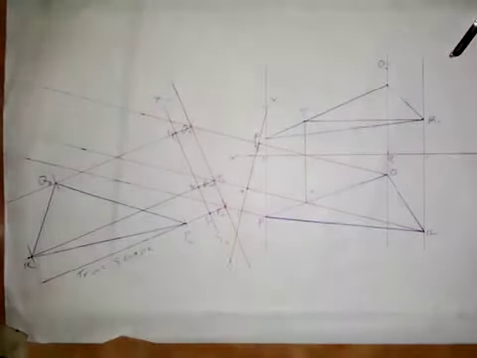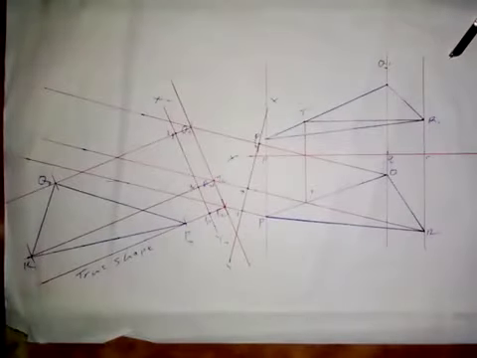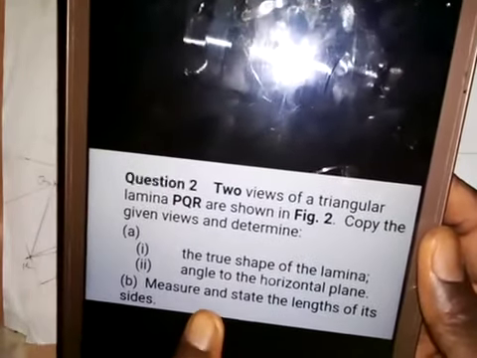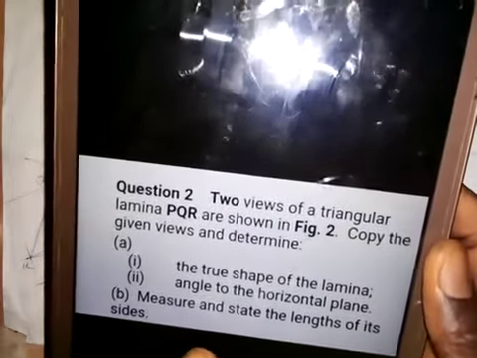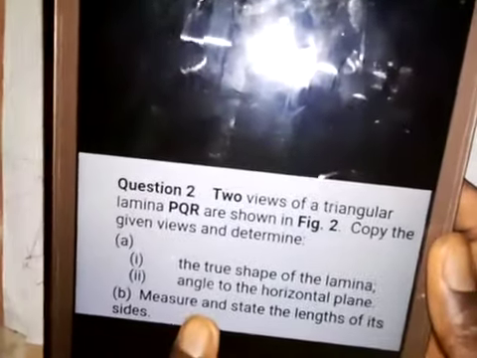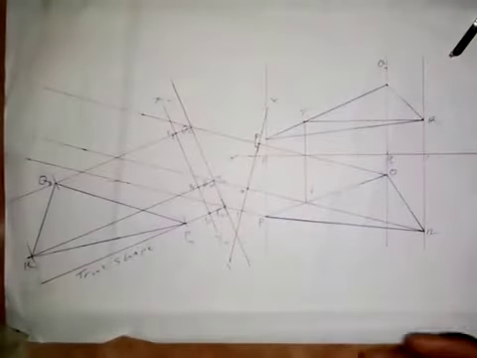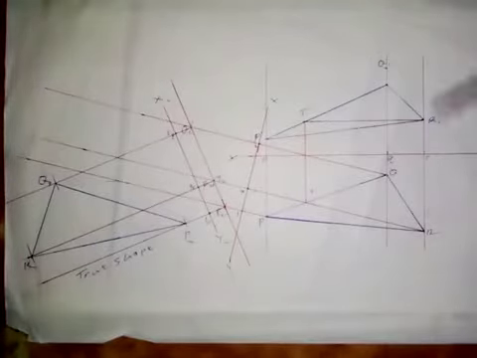Okay, so the next thing that we are going to do is to measure. So the questions are here. We have to draw the true shape of the lamina, and also we have to determine the angle to the horizontal plane, and we have to measure and state the length of the sides of the true shape. Okay, so let's get the angle.